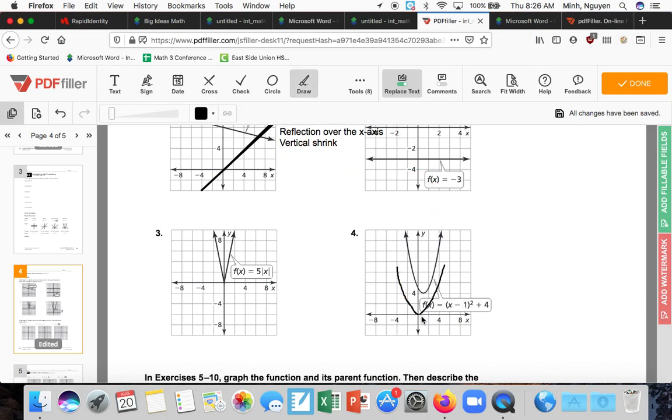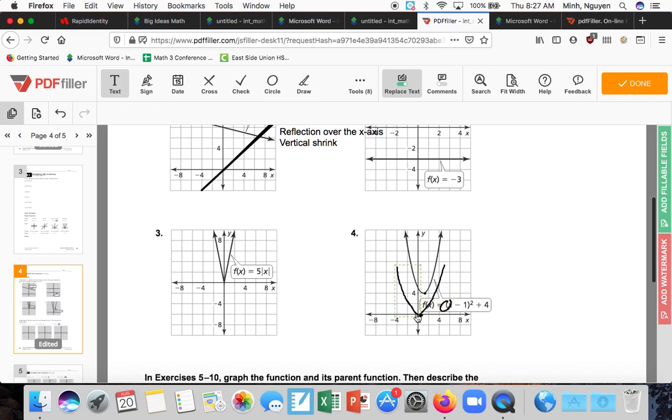So looking at this, there's no reflection, right? And there's no negative here, and there's no shrink or stretch factor. And so really all we have to do is look at the -1 and the +4, and look at how that impacts where we're going. So from the original, the parent function, my vertex is now here.